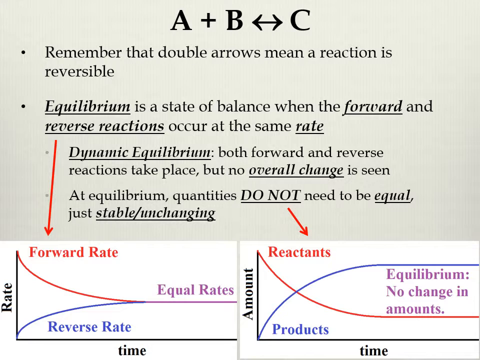And when reactions are at equilibrium, the amounts of reactants and products don't need to be the same. You can have more A than B or more C than either of them. It doesn't matter if you have more of one than the other compared to the other ones, but the amounts need to be constant. They can't be changing overall. However much A you have at equilibrium, that stays the same. However much B or C you have at equilibrium, that stays the same. They don't have to be equal, but they have to be constant.